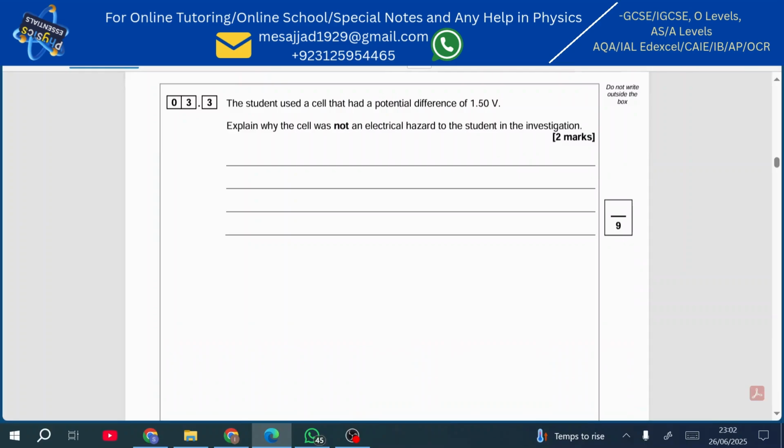The student used a cell that had a potential difference of 1.5. Explain why the cell was not an electric hazard to the students in the investigation. Because this 1.5 is a very small amount of voltage, and it cannot generate any electric shock. So we can say that 1.5 volt is too low, and it cannot create any electric shock.